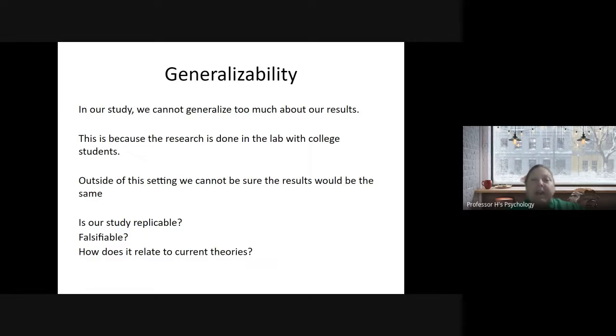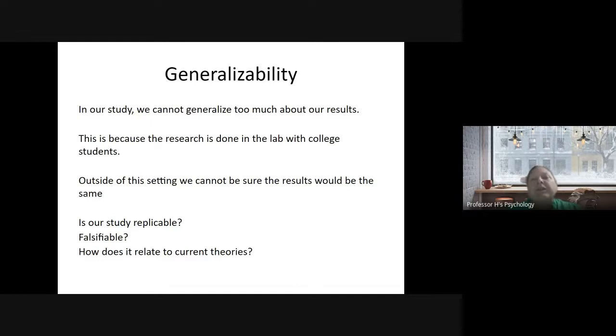We can say that in that particular setting, with that sample of college students in a laboratory setting, we saw that, the way our aggressive behavior is defined, those students demonstrated more aggressive behavior. Because this is a laboratory experiment, we did find a cause and effect relationship.